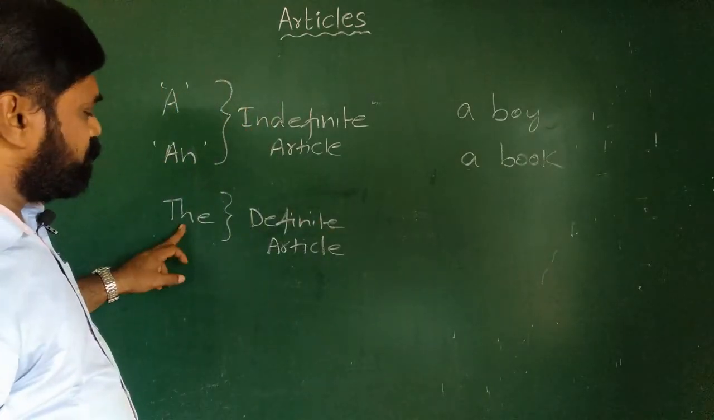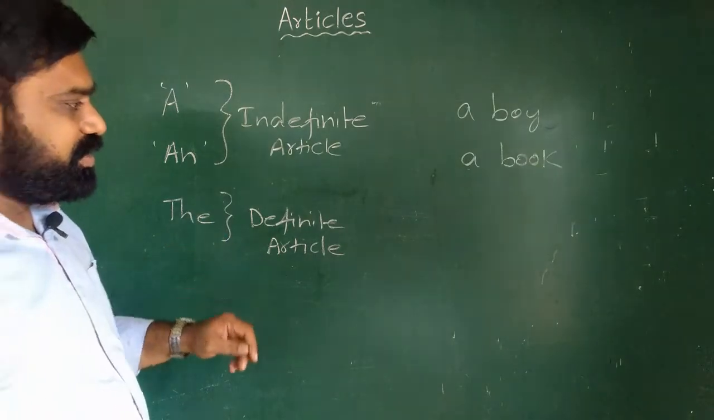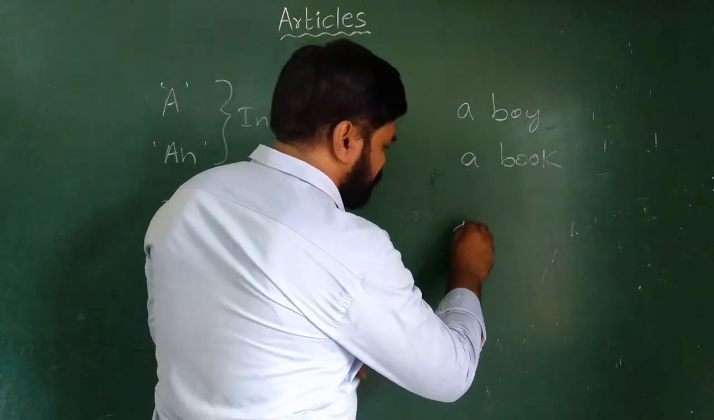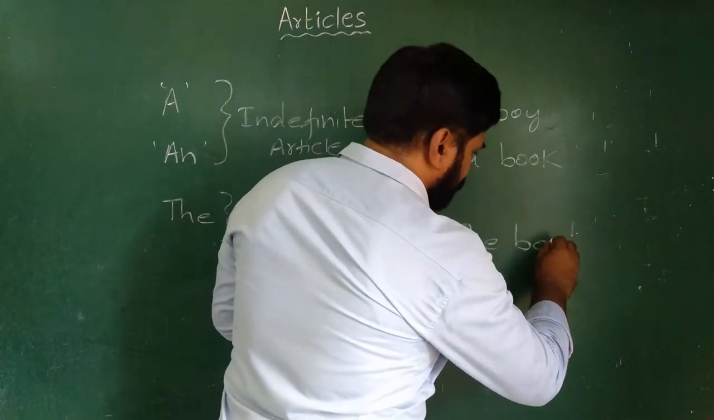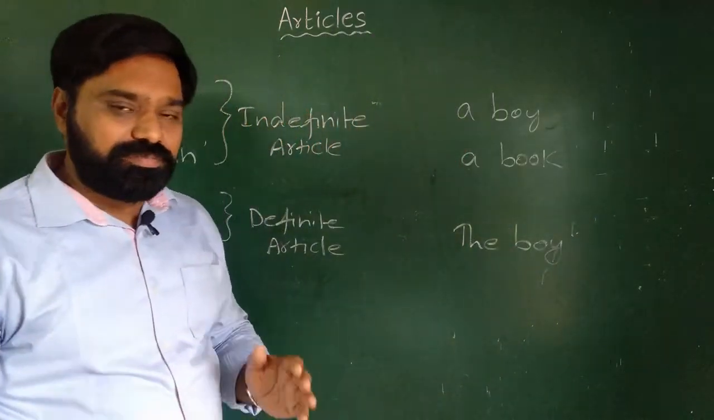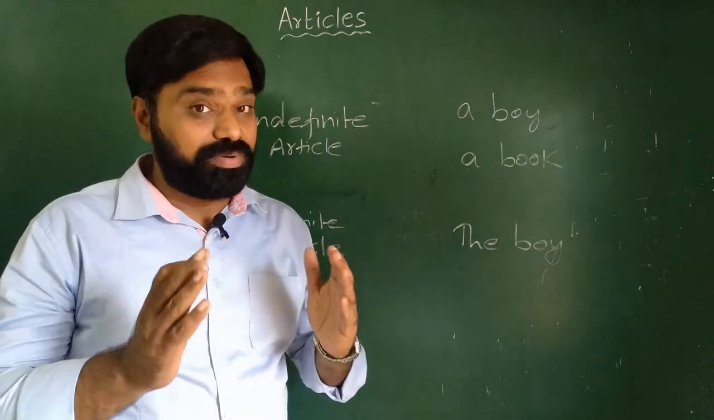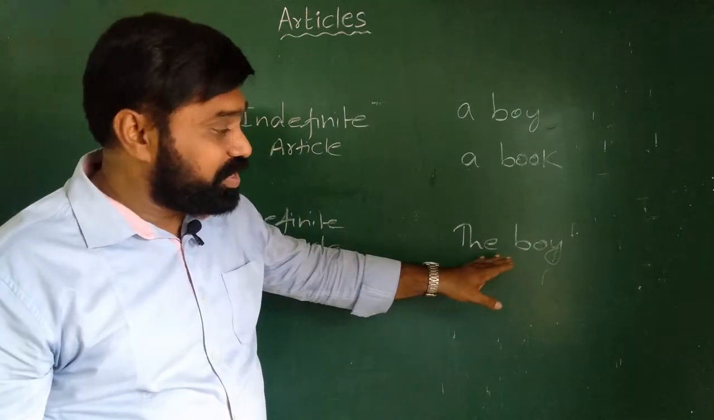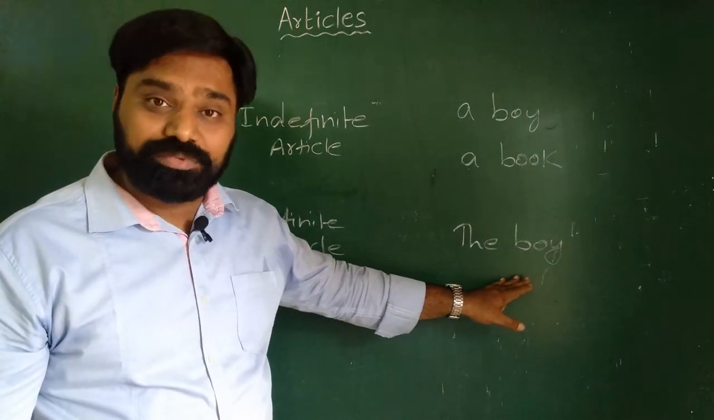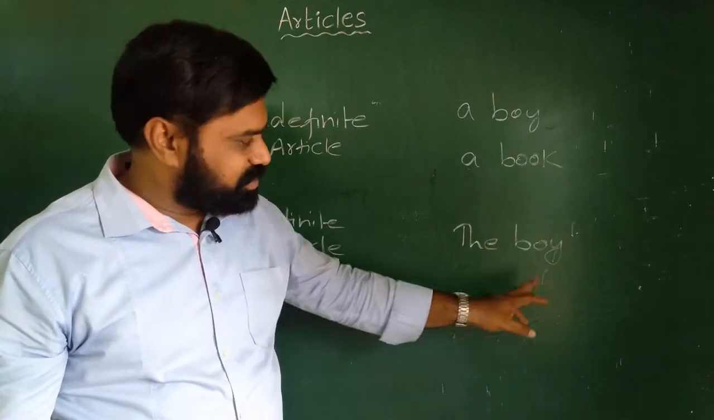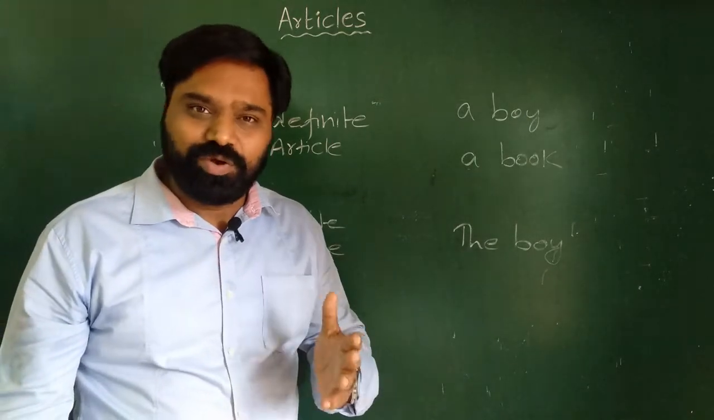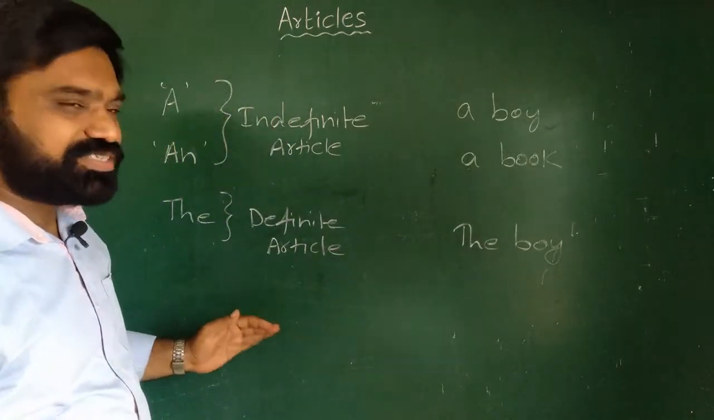Then coming to the definite article. For example, if I say the boy, it means I am talking about a particular boy. I am very sure which boy I am talking about, and hence the subject is definite. So we call it definite article.